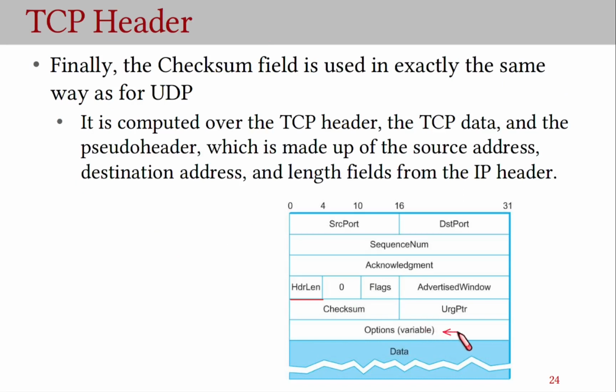Because of these options, the TCP header has a variable size, and therefore there is this header length field, and the unit of the number that is indicated in this field is 32 bits. Lastly, there is a 16-bit checksum field, which is used pretty much the same way as in UDP. It is computed over the TCP header, the TCP data, and the pseudo header, which as we saw is made up of source address, destination address, protocol field, and length fields from the IP header.